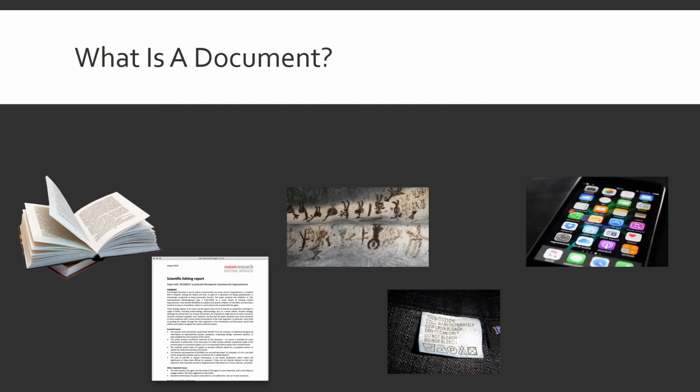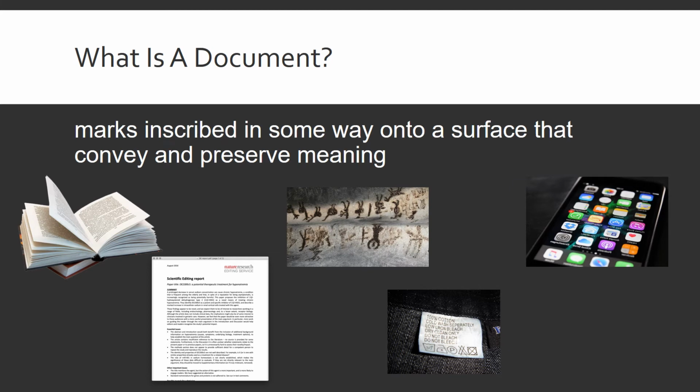If we look at the traditional definition of what is a document, it's marks inscribed in some way onto a surface that convey and preserve meaning. So if we look at each of these items in that context, we could probably say that in some way these are all documents. And really, somebody has to design each of these, right? So a book, you have text inscribed onto a surface, which is the page, and they convey meaning. And that meaning is preserved by the nature of this physical object.